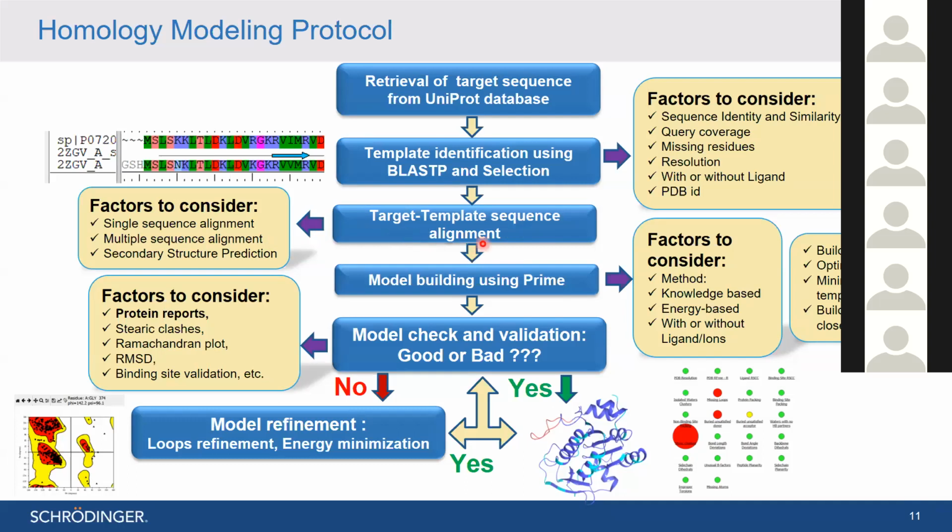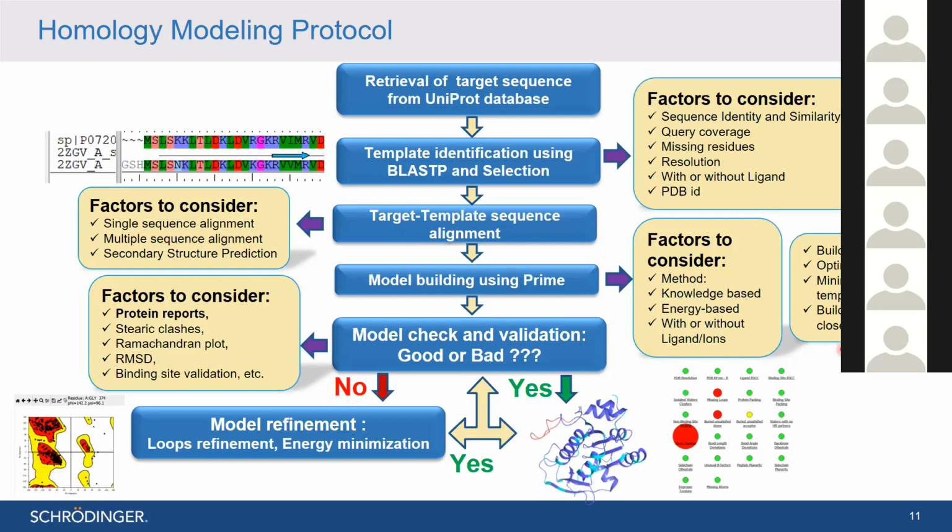Once you have the best alignment available, you just need to go for model building. That's the last step of model building. Even for model building, you will have different methods like knowledge based method or energy based method. Or do you want to consider ligands? Means do you want to import whatever ligands are present in the template structure into the target protein structure? For example, if there are cofactors like NADP or ATP, such things you can import inside the homology model.